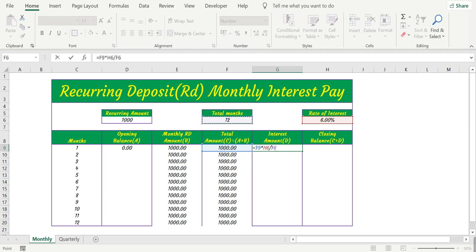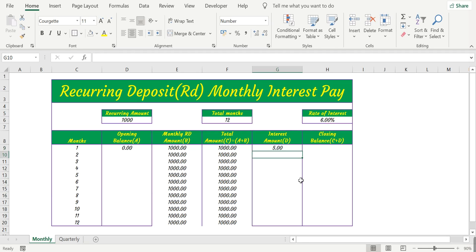And I also need to lock this formula because I need to extend the formula until the 12th row. So I will lock this by pressing F4, press enter. And let's extend the formula.